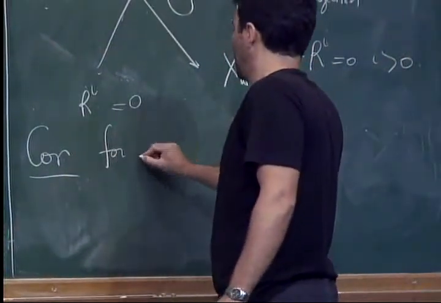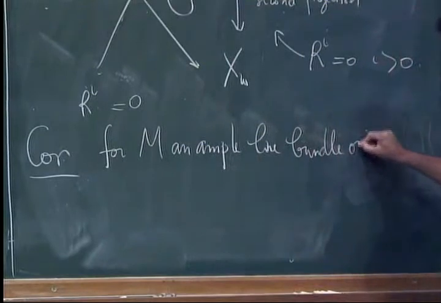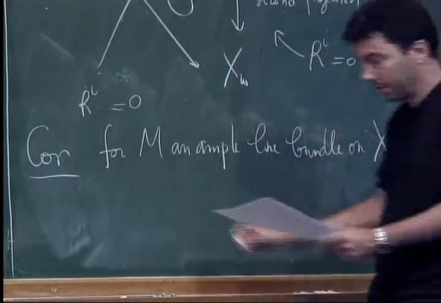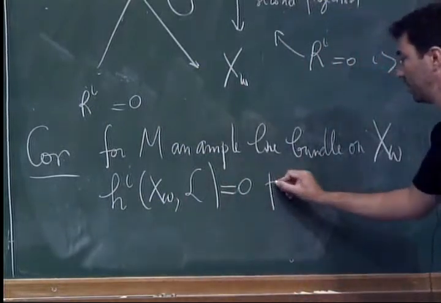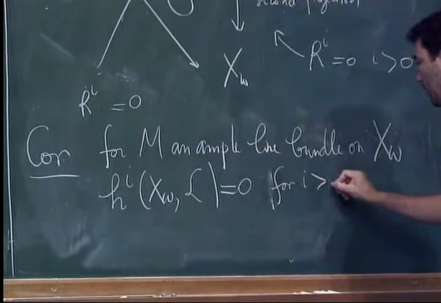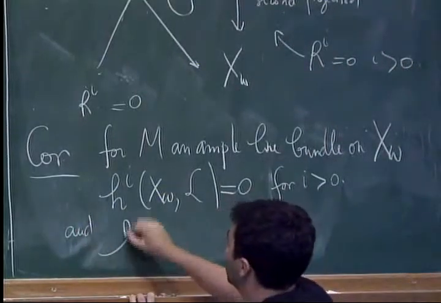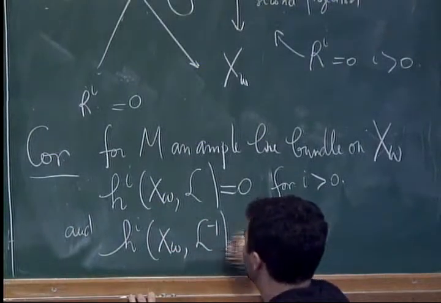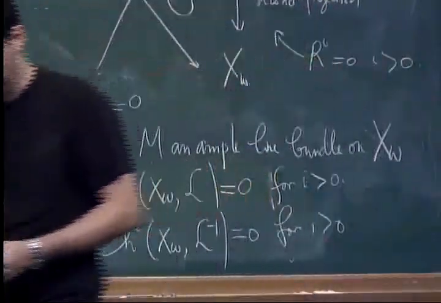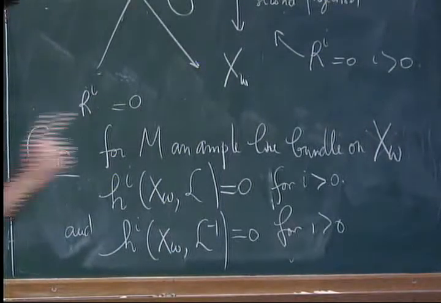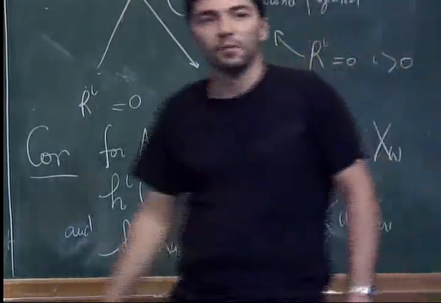for M an ample line bundle on X omega, then L has no cohomology for i positive, and as we have shown that X omega is Cohen-Macaulay, also this is 0 for i less or equal to the dimension.